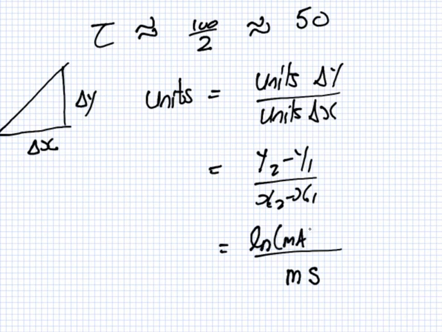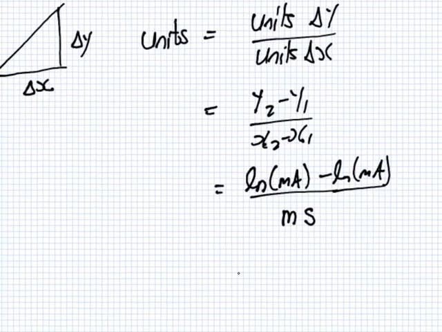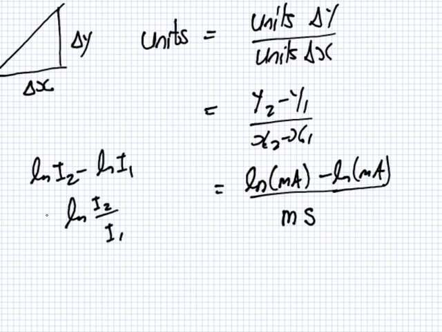Okay, good. On the top we have log milliamps minus log milliamps. So what the heck is that? Well, if I make it a bit clearer here, this is like log I2 minus log I1. And you might think, oh, well, that's just going to be milliamps. Well, no, it's going to be log milliamps. What the heck is a log milliamp? Well, it's going to be log I2 over I1. We all agree that's the same thing.